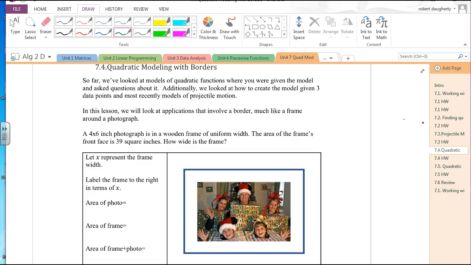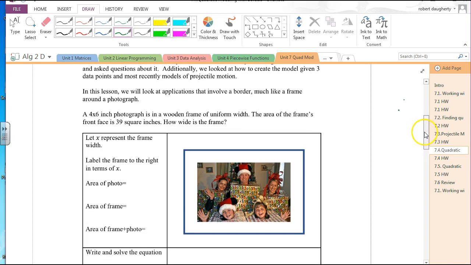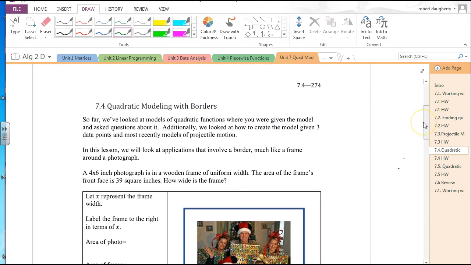So we've got that. So let's move on and talk about math now. This section talks about quadratic modeling with borders. What I mean by borders is like the mat around a picture frame, or a walkway around a pool or something like that. So you've got some kind of square or rectangle, and you build a border around it. So these are the quadratic models we're dealing with today.